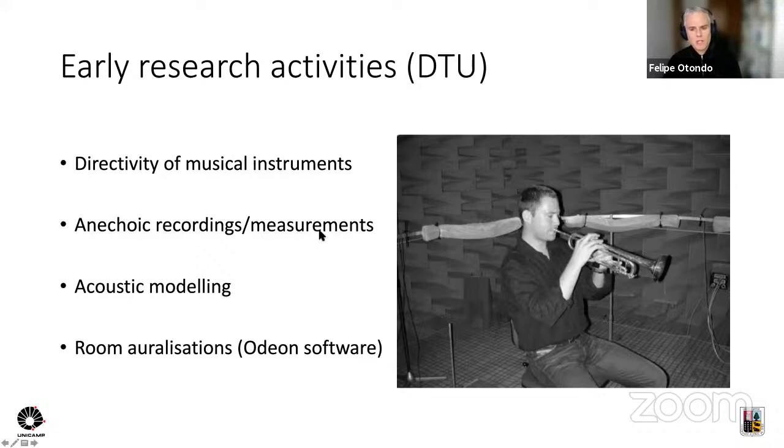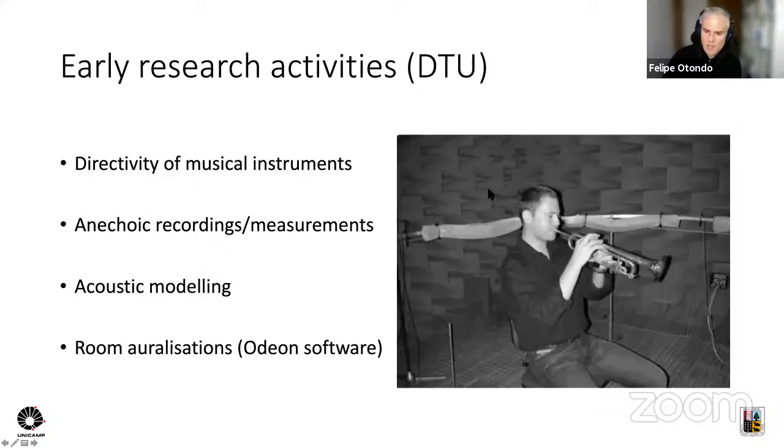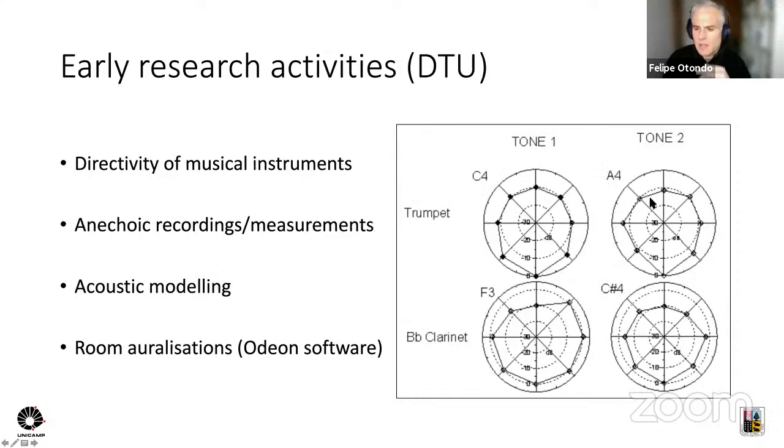So basically what we did was measure the directivity of the musical instruments. We have a trumpet here, this is the front, and we have the horizontal axis. So we basically plotted the directivity of the same instrument playing different notes. Like here, we have a C4, and then we have the A4 in the same octave. And as you can see, there's some changes in the directivity.